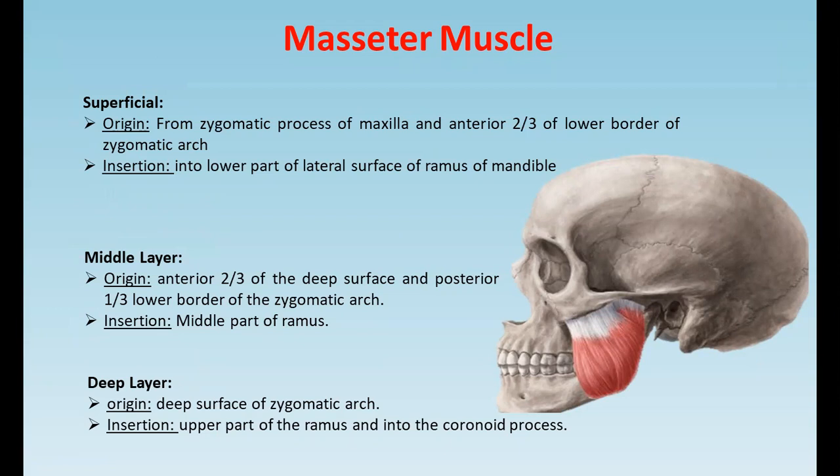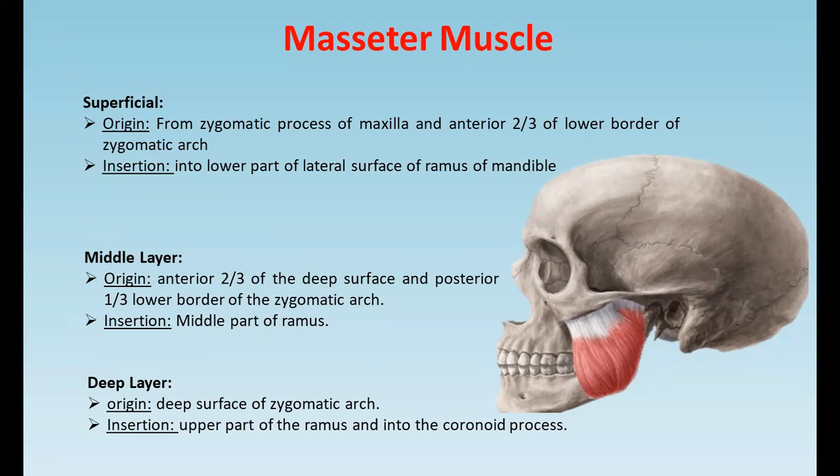So first is the masseter muscle. The masseter muscle has three layers: superficial, middle, and deep layer. The superficial layer originates from the zygomatic process of maxilla and anterior two-thirds of the lower border of zygomatic arch. It is inserted into the lower part of the lateral surface of ramus of mandible.